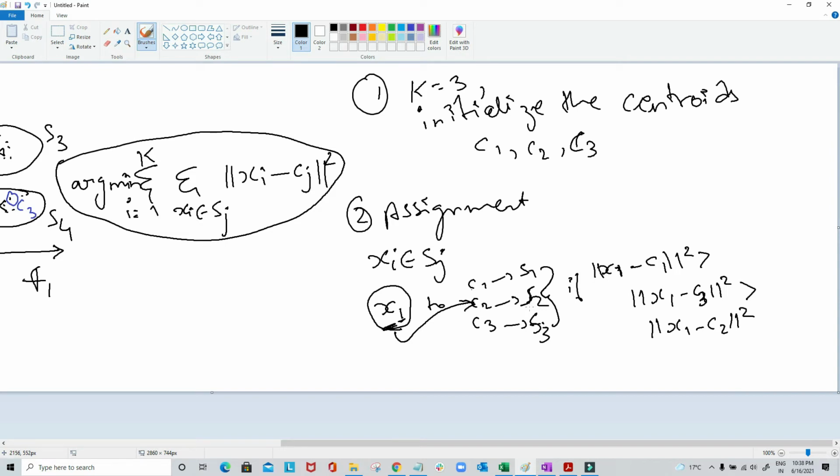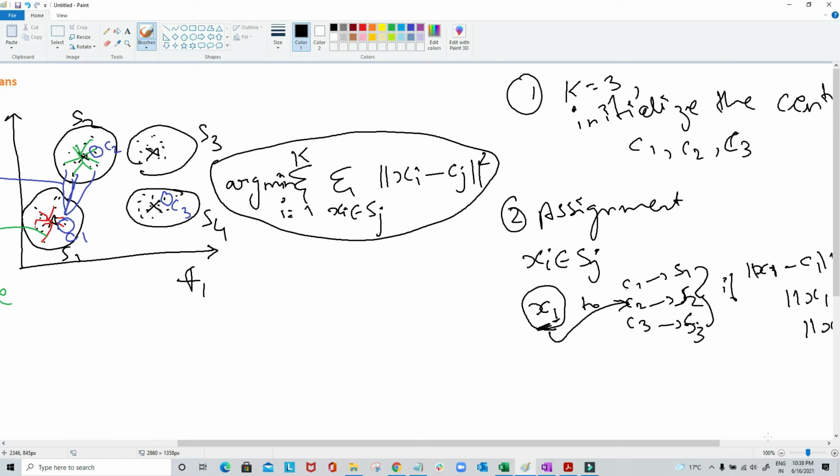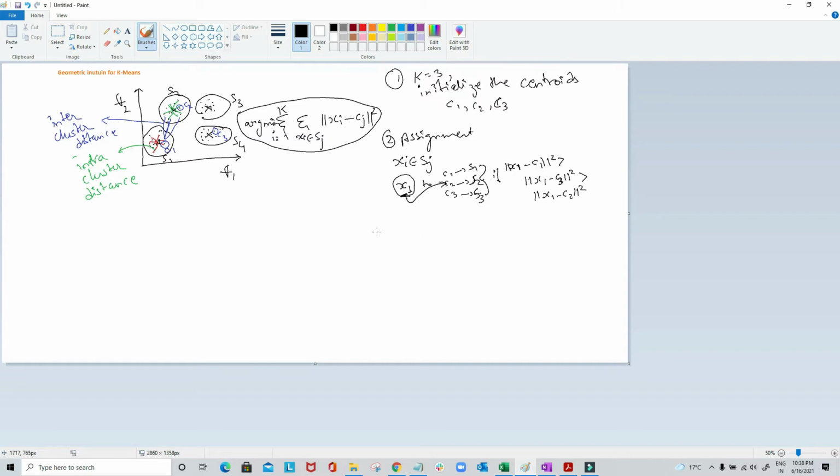So once the assignment is done, next step is to update the centroids. Once all the points are assigned to respective sets, obviously, say visually, if you see this centroid initially, it is here, but when all the points are assigned to this set, it recalculates the centroids. What it does is, it basically finds the mean of that set.